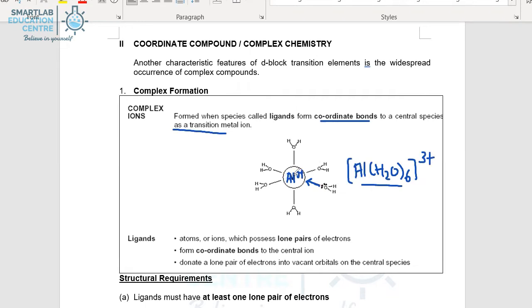Another example of a complex ion is formed when Al3+ forms dative bonds with 6 water molecules. Be mindful that the criterion to form a complex ion depends on the charge density of the central species. If the positive charge density of the central species is sufficiently high, a complex ion would be formed. And it is not necessary that the central species be a transition metal ion.